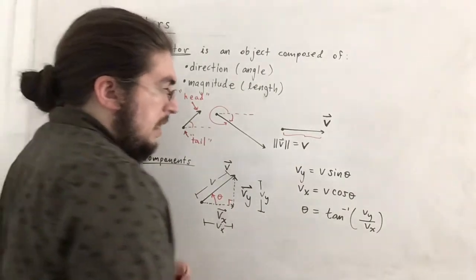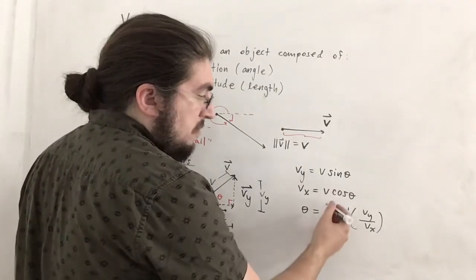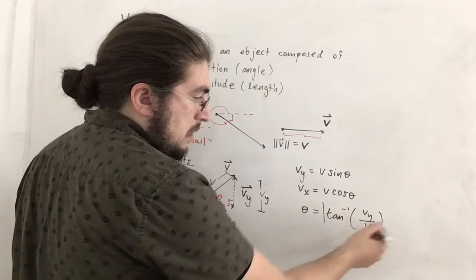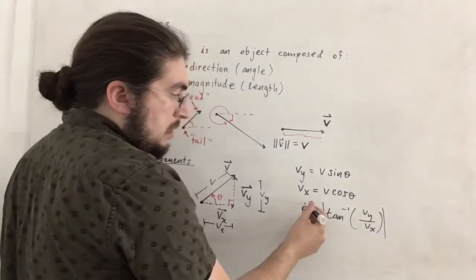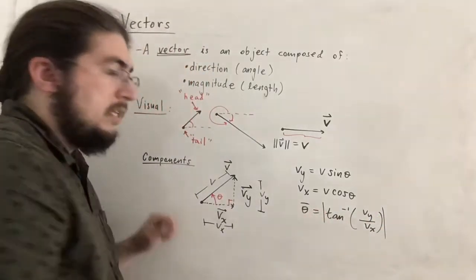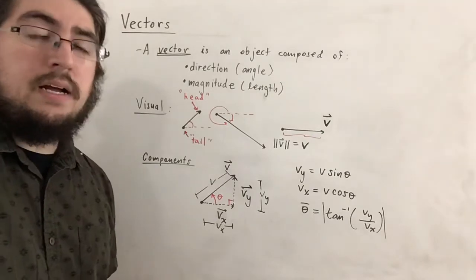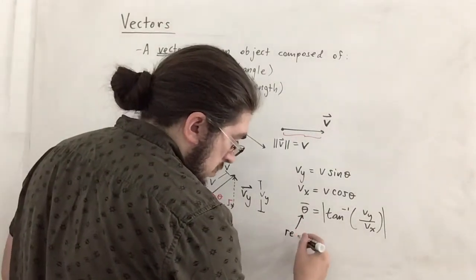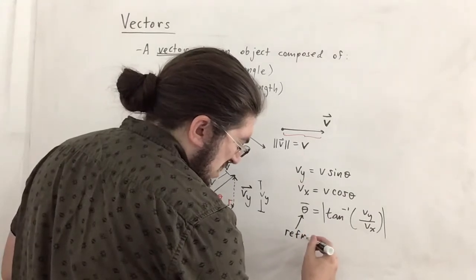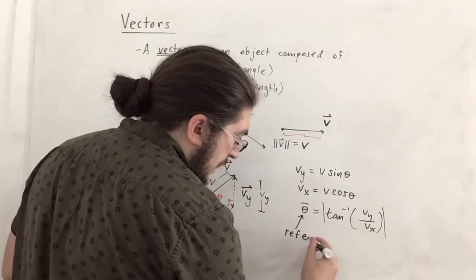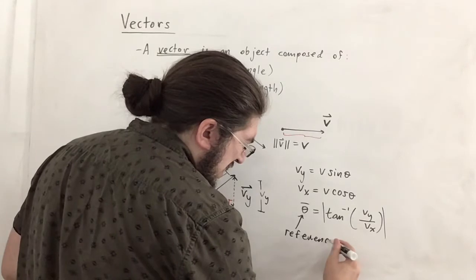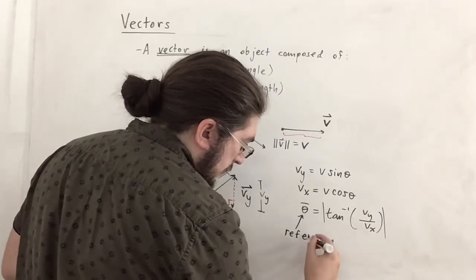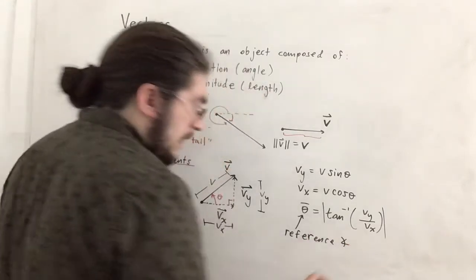I'll say that if you take the absolute value of this, that'll give you what is called theta bar. So theta bar isn't necessarily theta, but it is what is called the reference angle. Now what the reference angle is, spell it correctly here, I'll use that symbol for angle.